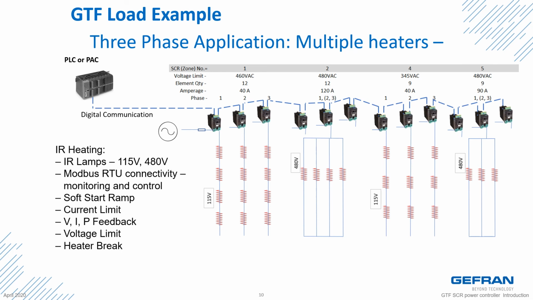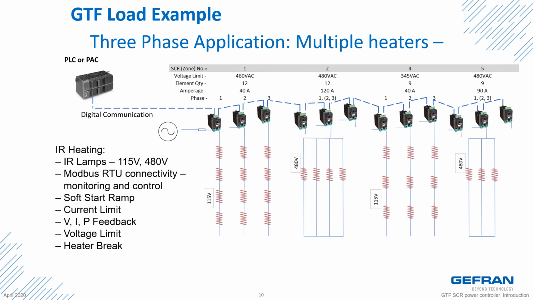Here we have a third example showing a three-phase application with multiple heating elements and multiple zones of control. The heating elements used for this application have different voltage ratings and use both series and parallel connections. The heaters represent nonlinear loading and are monitored and controlled by a Modbus RTU digital communication link. The application uses a soft start ramp, current limit, voltage, current, and power feedback, voltage limit, and heater break monitoring and alarming.